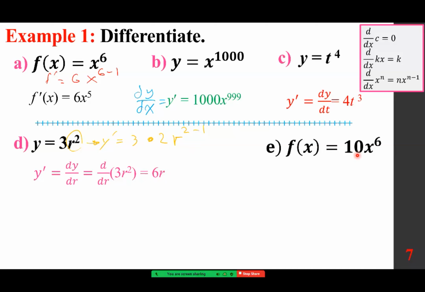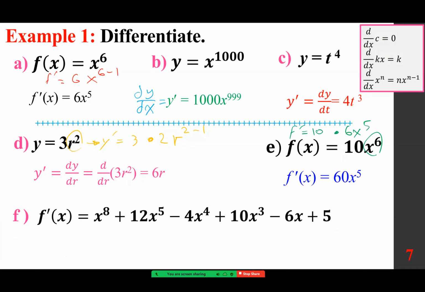For this one, what's the answer? 60x to the power of 5. Beautiful. Because f prime is 10, and then x to the power of 6 gives us 6x to the power of 5. That's the final answer. So very straightforward, everybody. Okay, we can do this pretty fast.